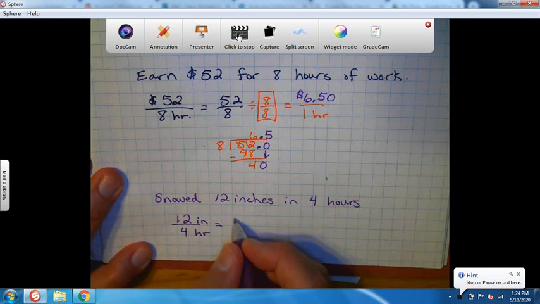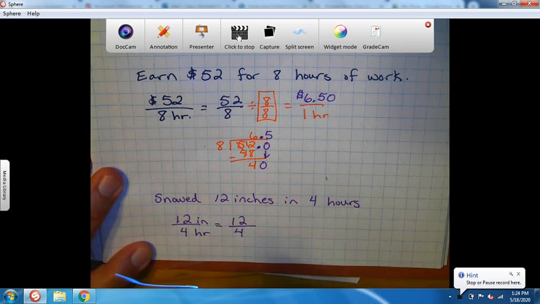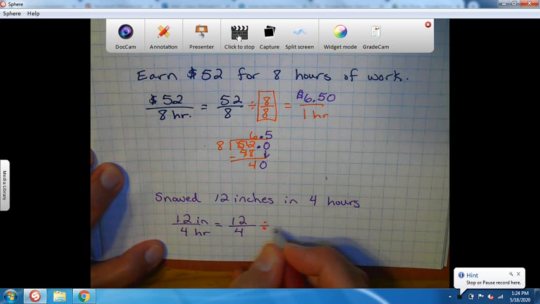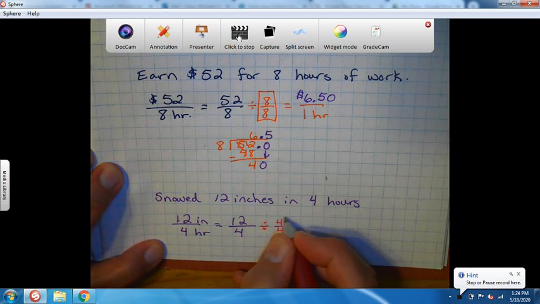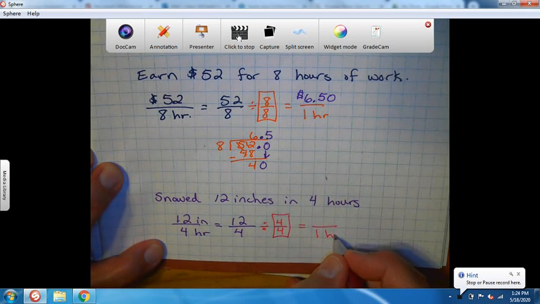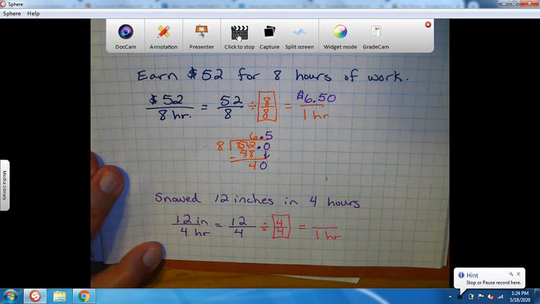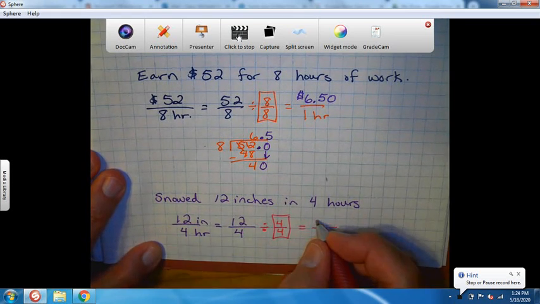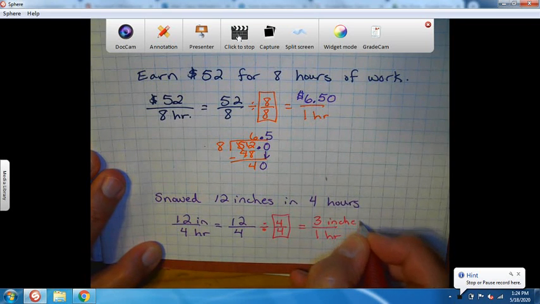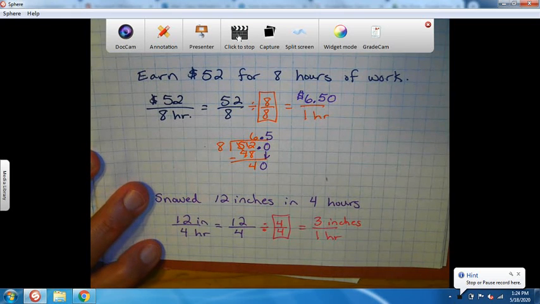So, we have to make this a 1, so we have to divide by 4. Have to divide by 4, because this bottom one has to be 1. So 1 hour. That's what unit rate has in common, that this has to be a 1. Then 4 goes into 12 3 times. So 3 inches in 1 hour is how much it snowed. That's a lot of snow in an hour. It's a good bunch of snow.